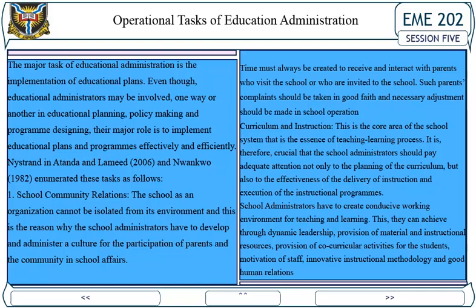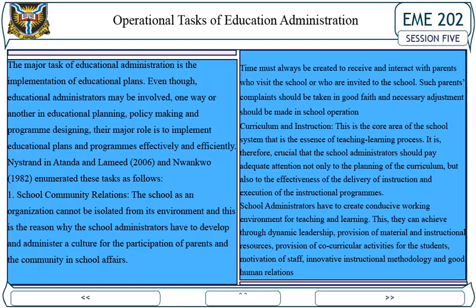The major task of educational administration is the implementation of educational plans. Even though educational administrators may be involved one way or another in educational planning, policy making, and program designing, their major role is to implement educational plans and programs effectively and efficiently. Nwankwo, Ogunsaju, and Lamid 2006 and Nwagwu 1982 enumerated these tasks as follows.